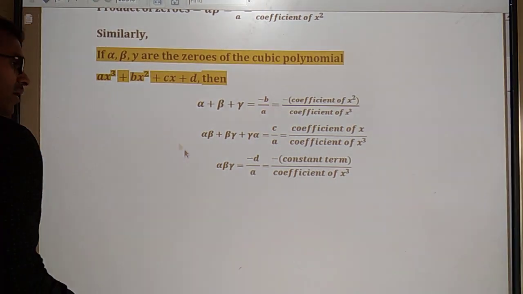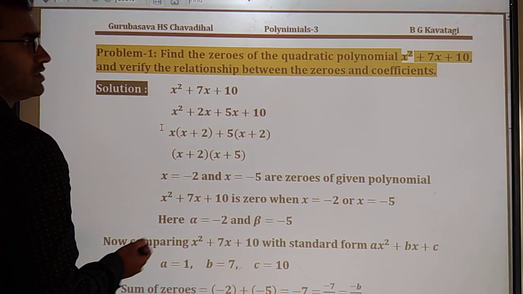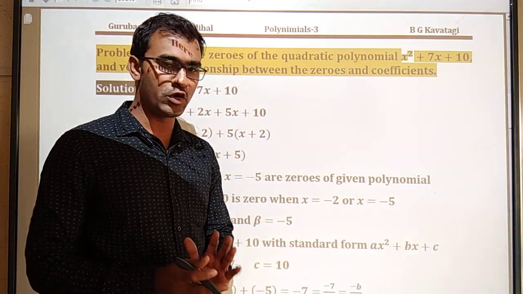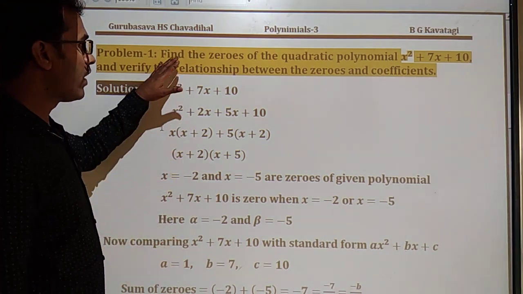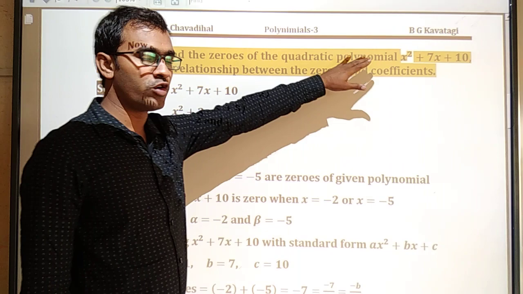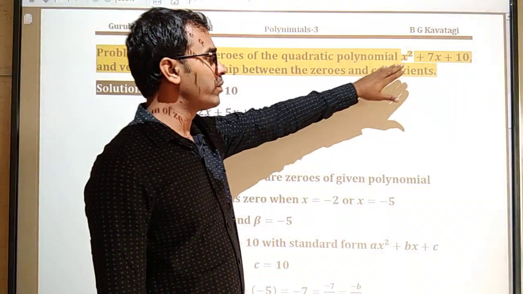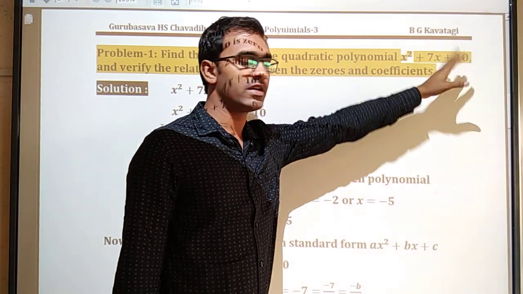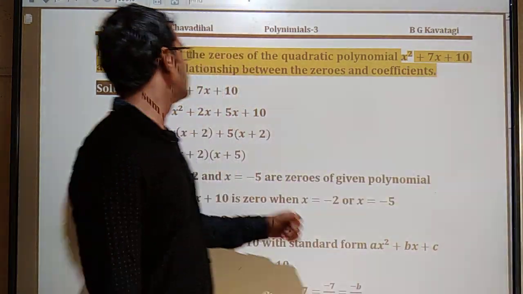Next comes the problem part, based on the relationship between zeros and coefficients of a polynomial. So the first problem: find the zeros of the quadratic polynomial x square plus 7x plus 10. The quadratic polynomial is x square plus 7x plus 10.